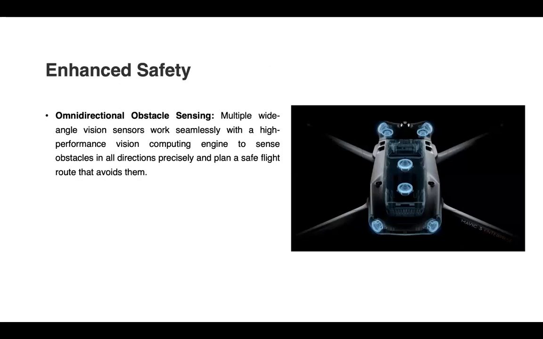On the safety side here, you can see omnidirectional obstacle sensing, so wide angle vision sensors on different sides of the aircraft to give us omnidirectional information. In the pilot app, you'll be able to adjust that specific distance that you'd like the drone to warn you at and stop at as well.